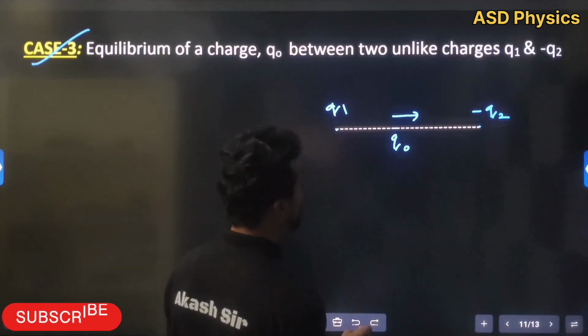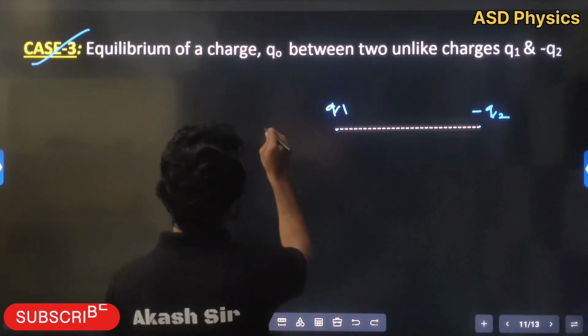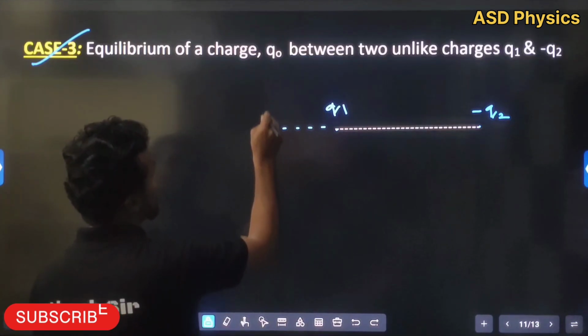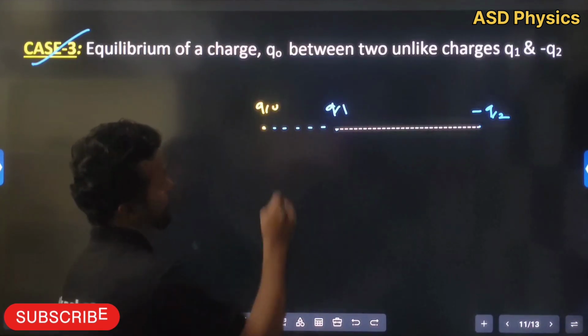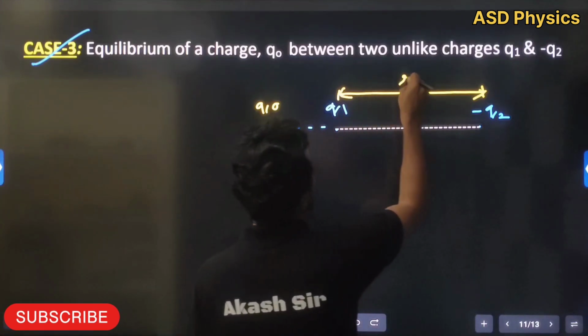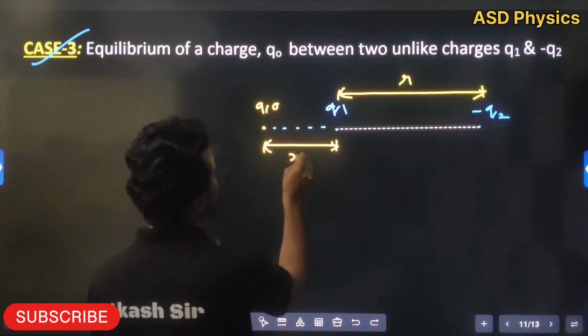So what do we have to do? We have to keep the charge outside, not between the charges. So I will take the charge somewhere here. Here I have taken charge Q0. Okay, students. This distance between the two charges is R, and the distance from Q1 to Q0 I have taken as x.